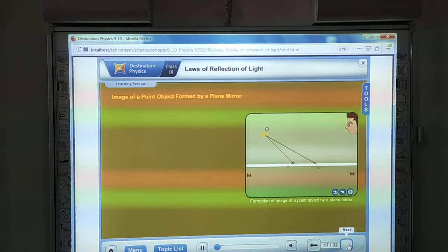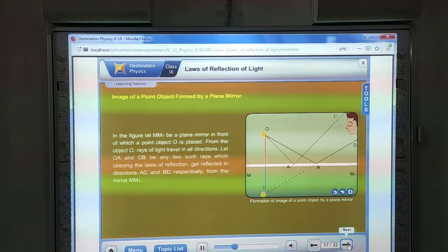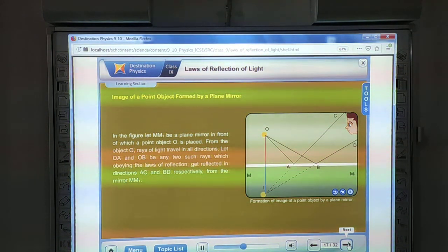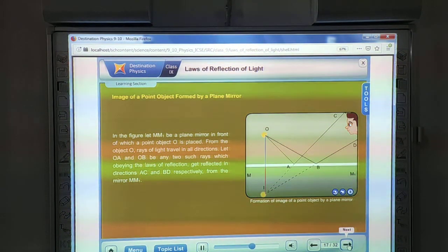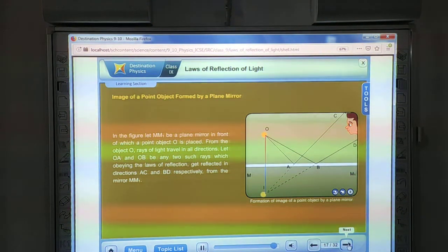Image of a point object formed by a plane mirror. In the figure, let MM1 be a plane mirror in front of which a point object O is placed. From the object O, rays of light travel in all directions. Let OA and OB be any two such rays which, obeying the laws of reflection, get reflected in directions AC and BD respectively from the mirror MM1.